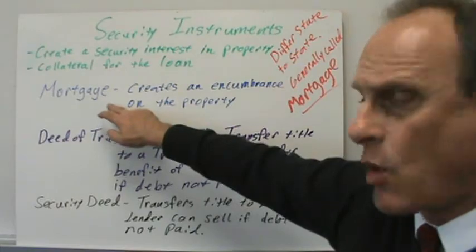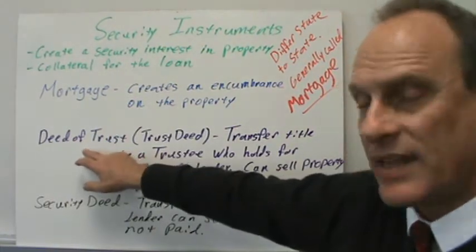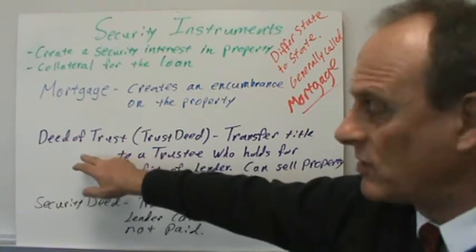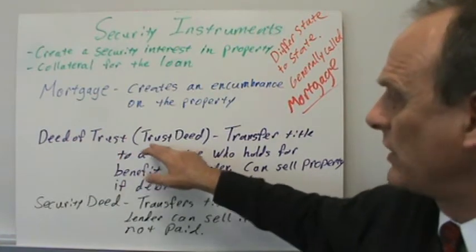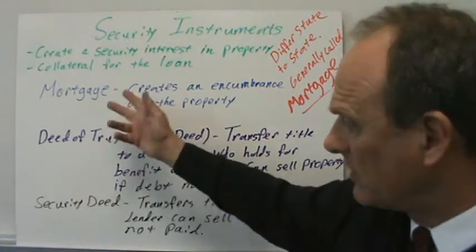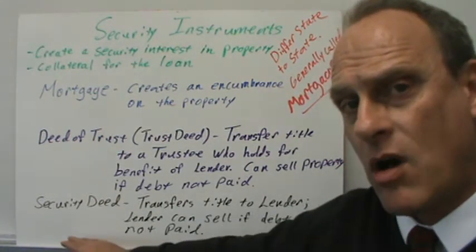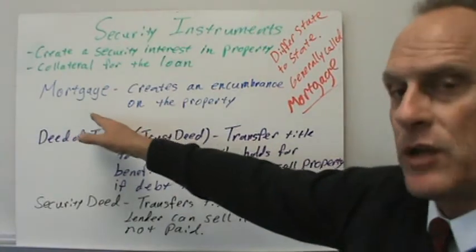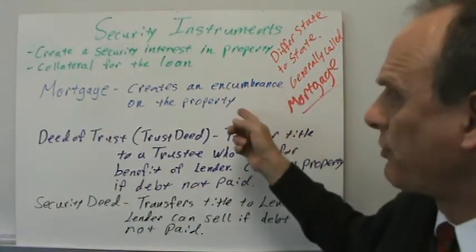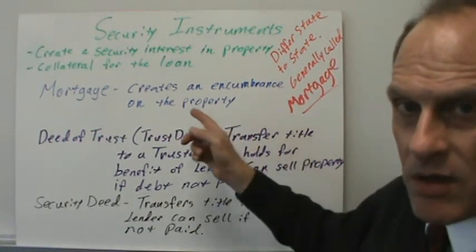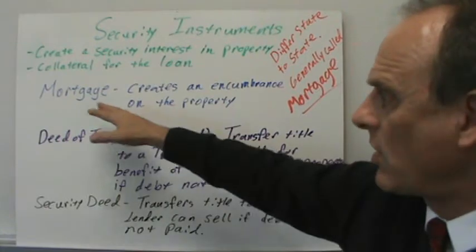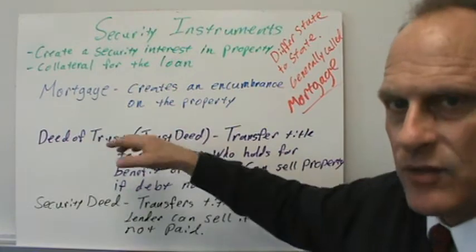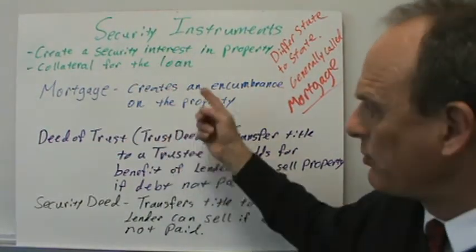Some states call it a mortgage. Other states, like Texas, call it the deed of trust. Or in other states it's the same concept, but it's called a trust deed rather than deed of trust. Some states call it a security deed. Well, let's look at these very quickly. The mortgage simply creates an encumbrance on the property. There's a long English common law history on where mortgages came from, but essentially it creates a lien or an encumbrance on the property.